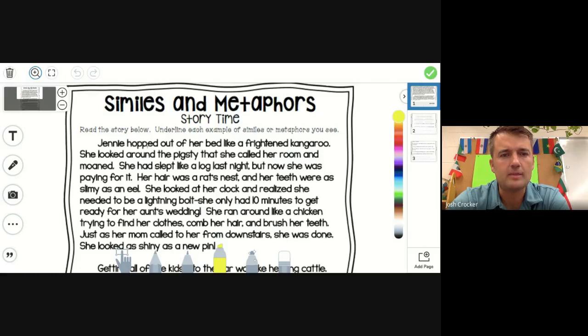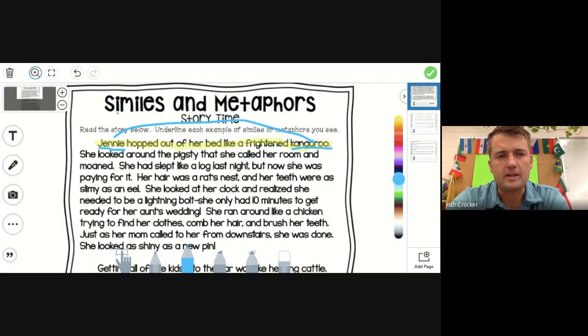It says, "Ginny hopped out of her bed like a frightened kangaroo." Okay, so right away, that is a simile. Well, what about that makes it a simile? The first thing that you have to have is a comparison, and we're comparing two things. We're comparing Ginny and a kangaroo. Okay, both of them hop. That's how they're the same.